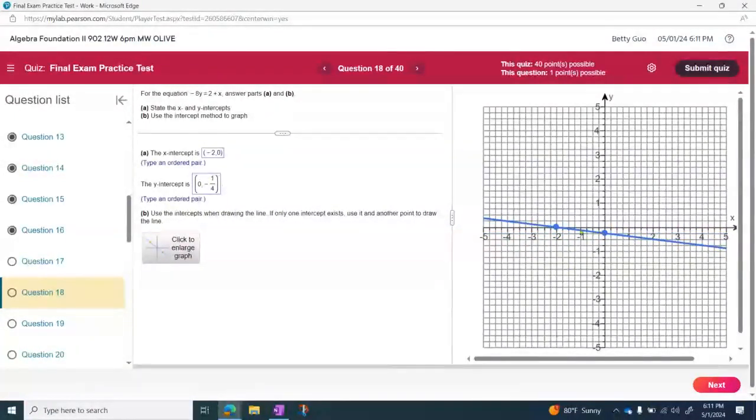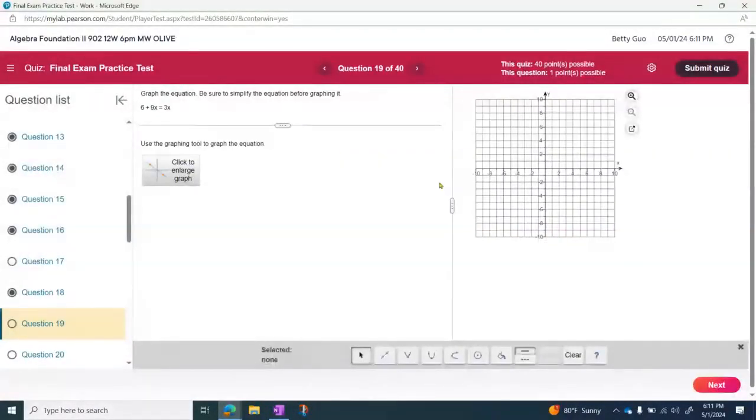92, comma, 0. This is 92, comma, 0. And this is 0, comma, 1, 2, 3, 4. 1, 2, 3. Hold on. No. 1, 2, 3, 4. 1, 2, 3, 4. Oh, that's correct. Now it's correct. I'm sure about that. So that's that question.